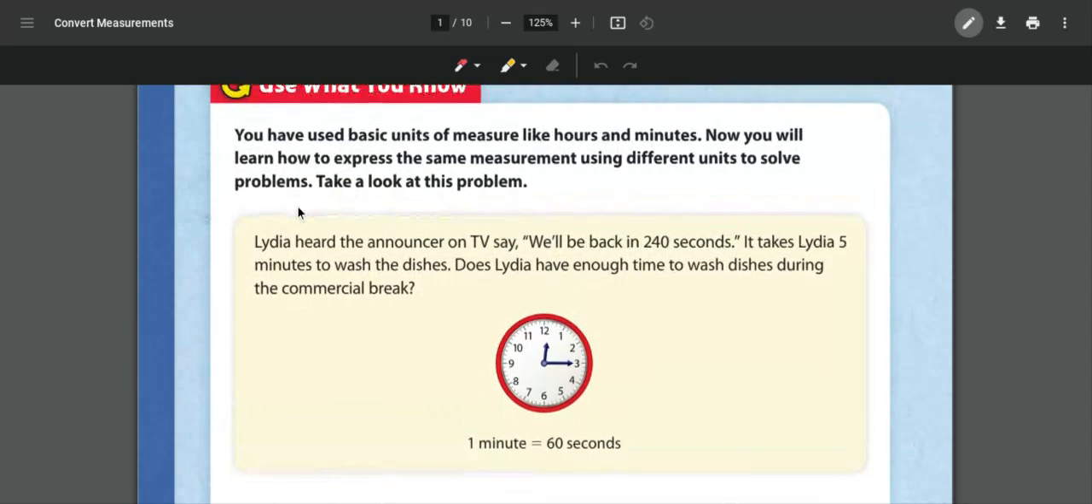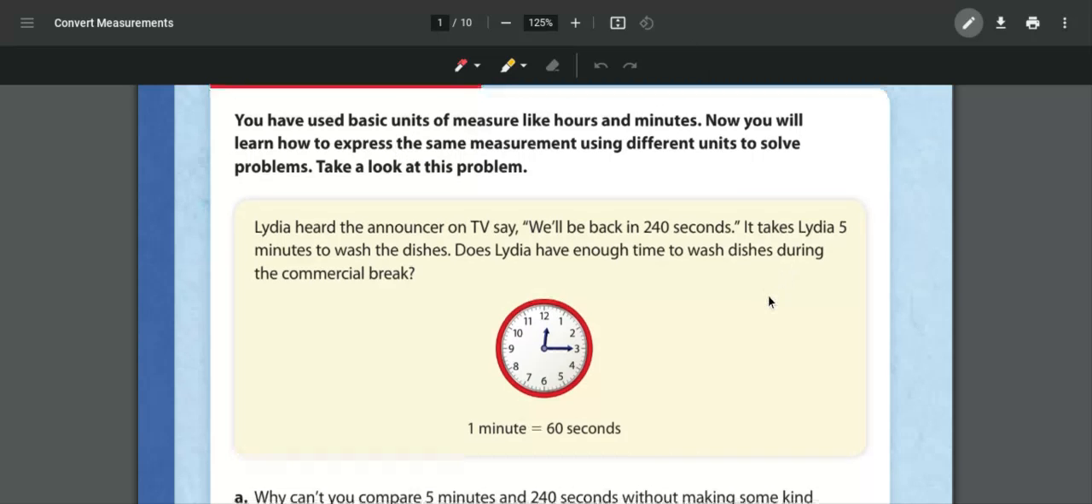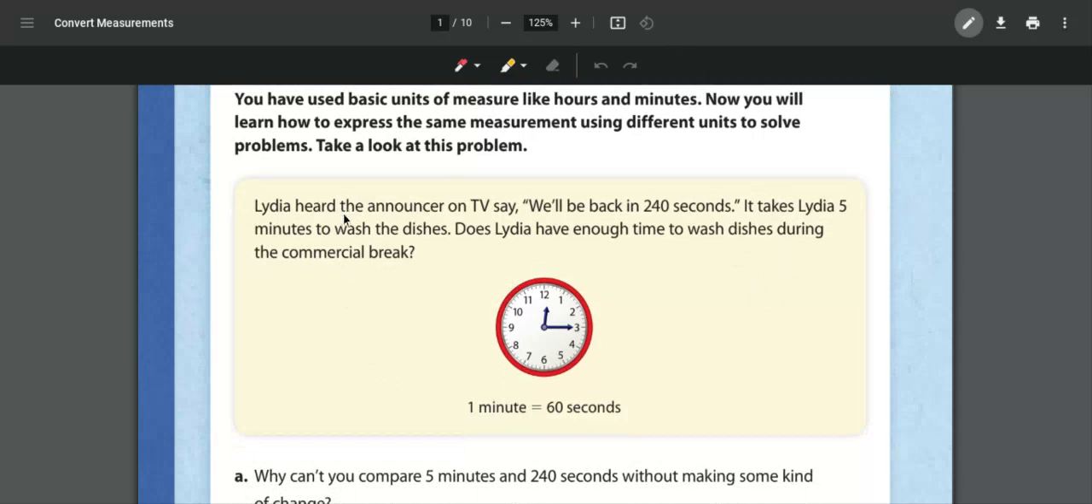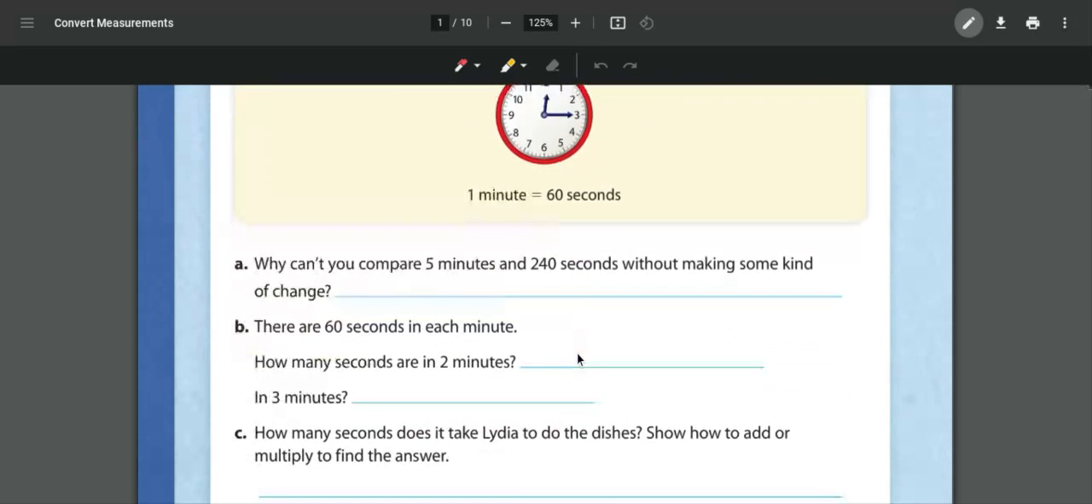So it says you've used basic units of measures like hours and minutes, but now we're going to express the same measurement using different units to solve problems. So take a look at this problem. Lydia heard the announcer on TV say, "We'll be back in 240 seconds." It takes Lydia 5 minutes to wash the dishes. Does Lydia have enough time to wash the dishes during the commercial break? Remember, 1 minute equals 60 seconds.